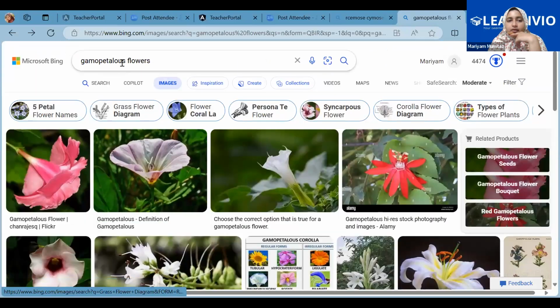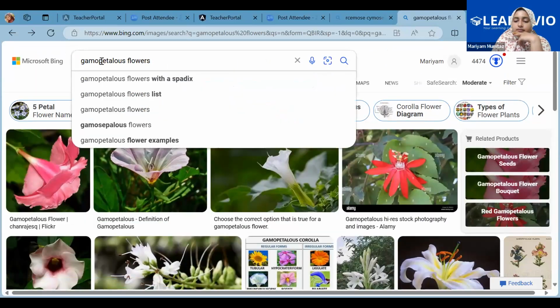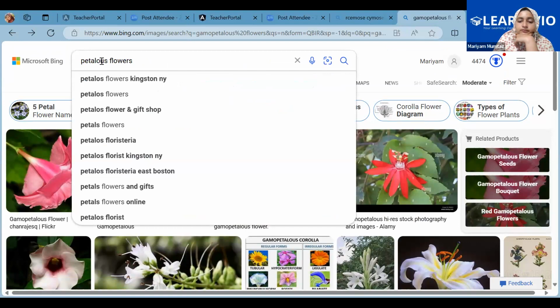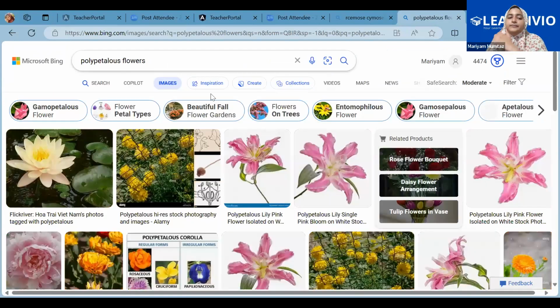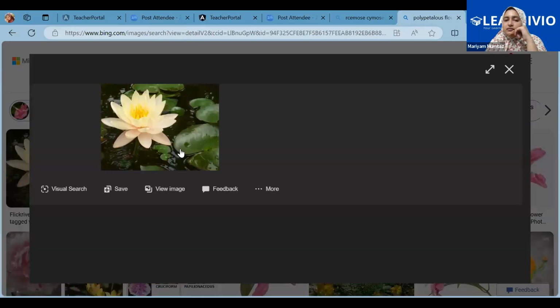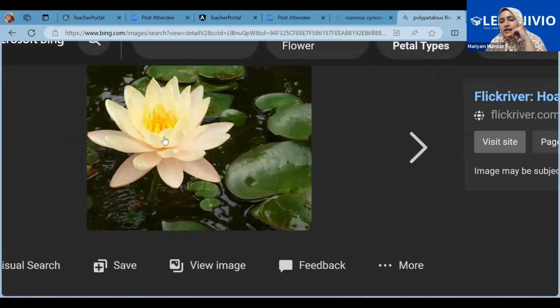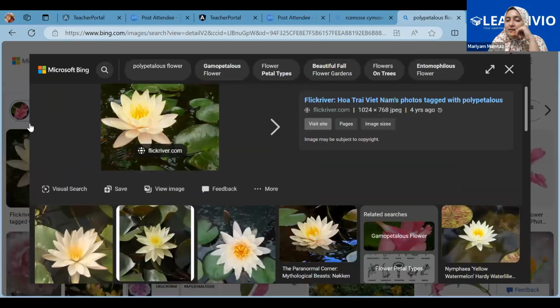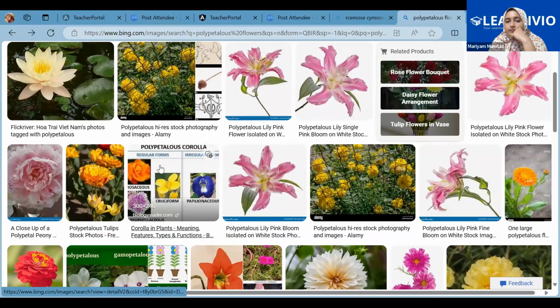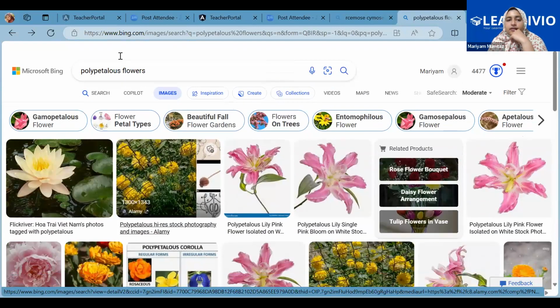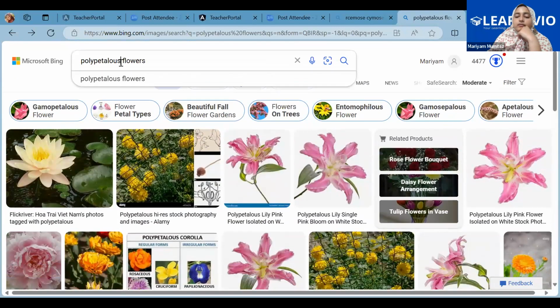Okay, now talking about polypetalous. See? All of the petals will be separate, right? You can pluck one petal out. So that is polypetalous. And whenever you can't pluck any petal out, then that becomes gamopetalous. Clear, students? Yes, ma'am. Okay. Now, what else? What else?